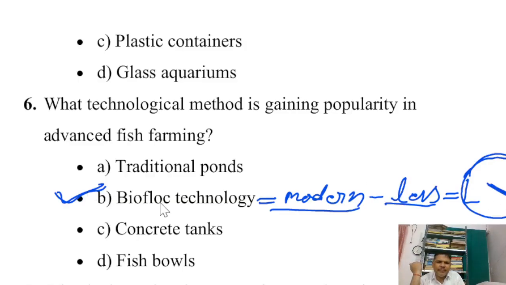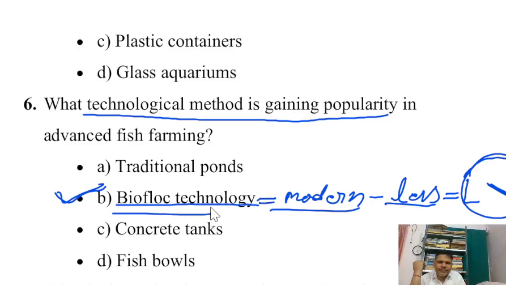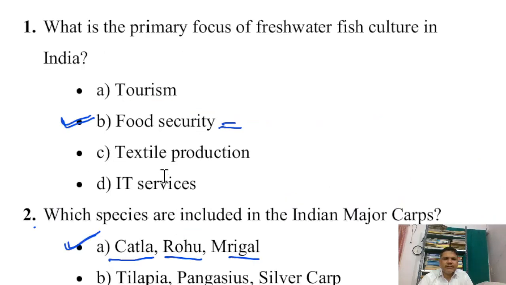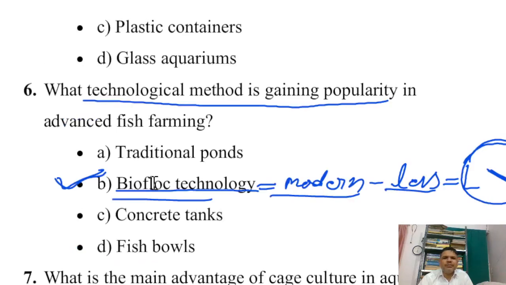So the technology which is now gaining popularity in India is biofloc technology. It is the latest technology. Next question: what species? One minute.